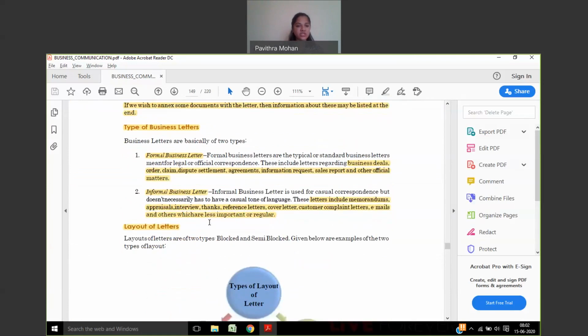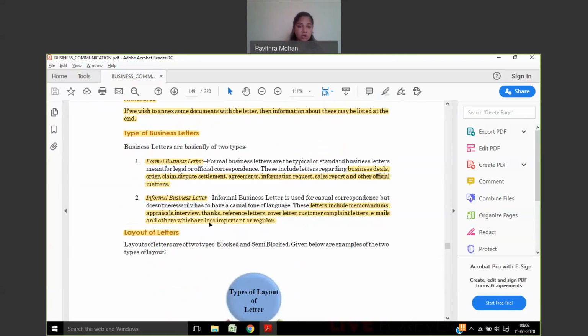Then you have annexures. Annexures can be additional documents, if any, in the form of tables, formats, Excel sheets, printouts, which need to be attached to a letter. They will be attached as annexures to the formal letter. After this, we have business letters. In business letters, we are going to understand that there are two types: one is the formal business letter, and the next one is the informal business letter.